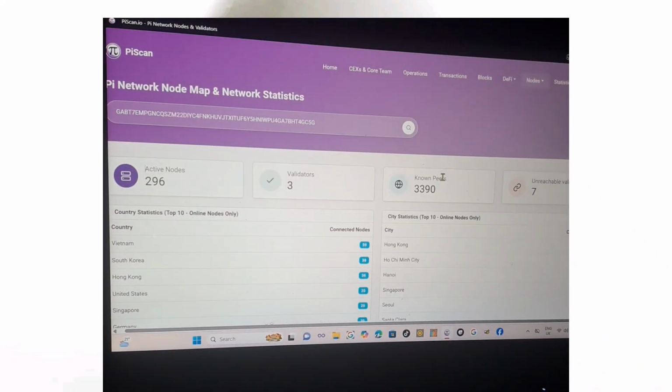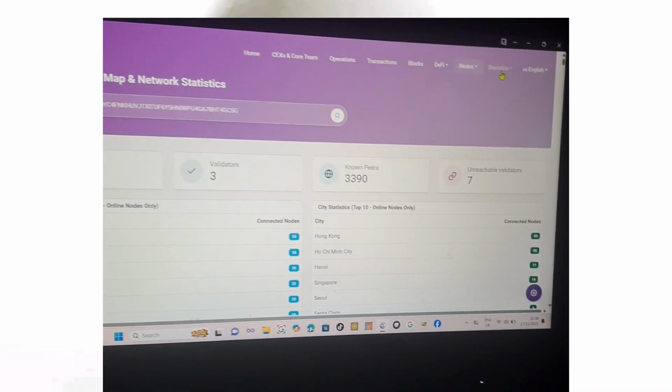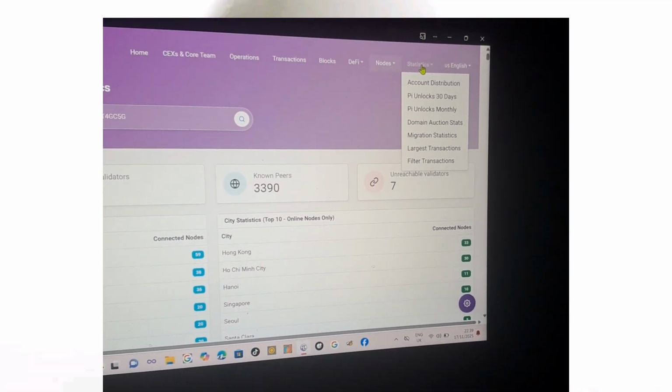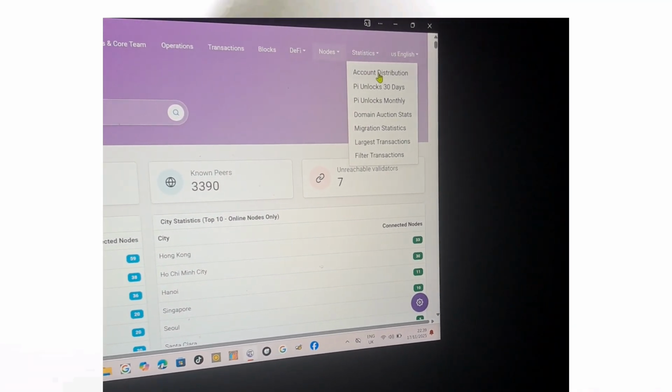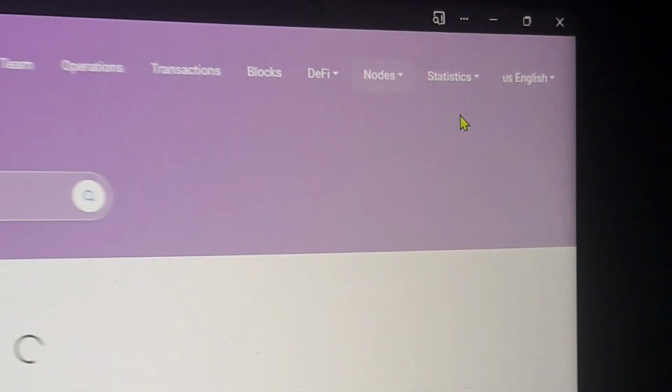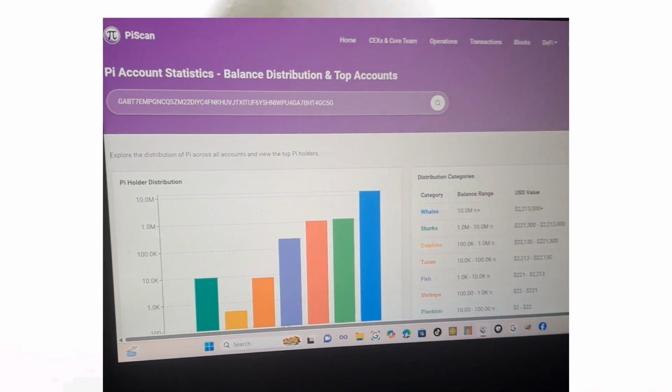Okay, so let's go to the most important interface, statistics here. Statistics is the base of every operation. So we have account distribution as the first thing. This shows the categories to which Pi is distributed.